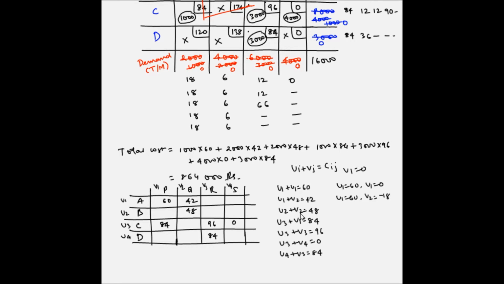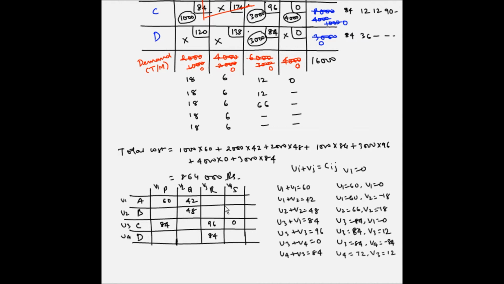Now V2 is minus 18, so U2 becomes 48 plus 18, which is 66. So U2 is 66 and V2 is minus 18. Now V1 is 0, so U3 is 84. Now U3 is 84, so V3 becomes 96 minus 84, which is 12. Now again U3 is 84, so V4 becomes minus 84. Now the last equation, V3 is 12, so U4 becomes 84 minus 12, which is 72. So U4 is equal to 72 and V3 is equal to 12.